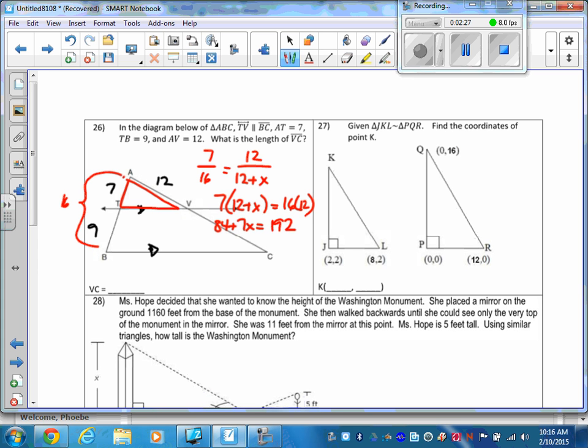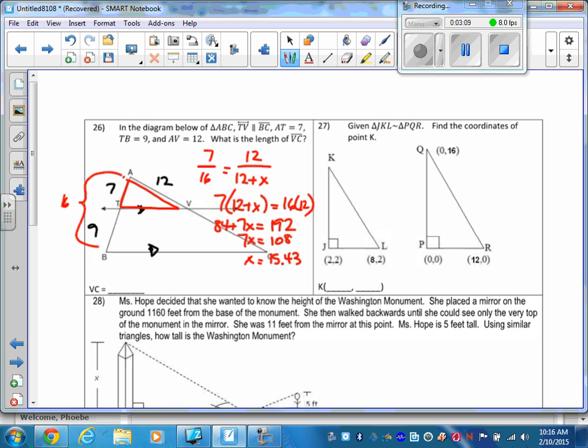So solving this, subtract 84 from both sides, and you get 7x is equal to 108. And so x is equal to, how many times does 7 go into 108? It's a decimal. So don't be alarmed when you get decimals. It's about 15.43. So they want to know the length of BC, and that's what we said x was. So that is the answer. If they wanted to know the length of AC, you'd have to add that back to 12. Okay?